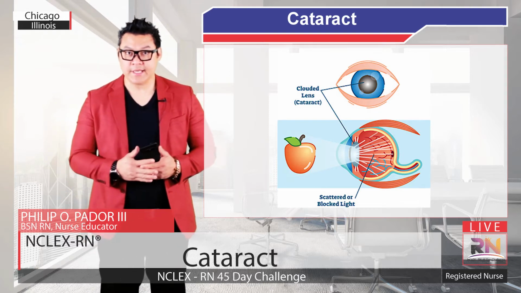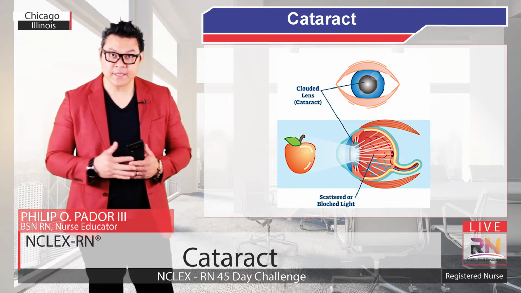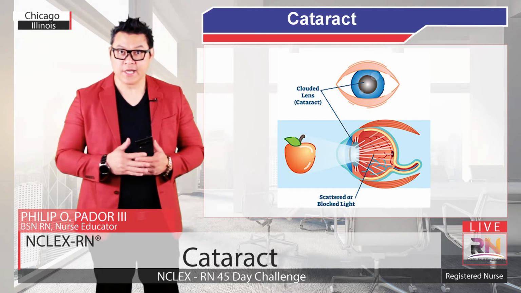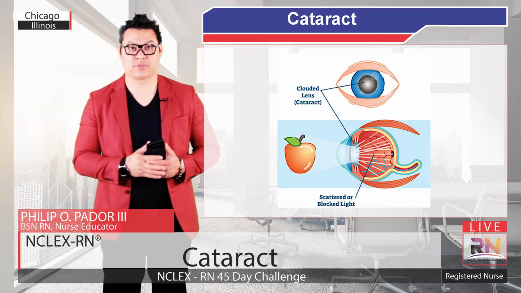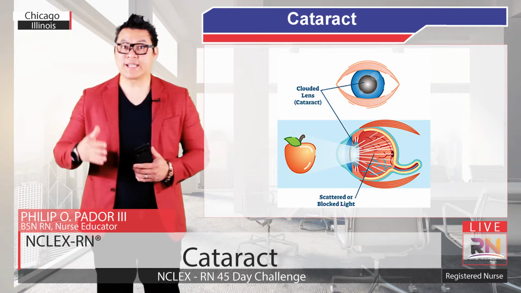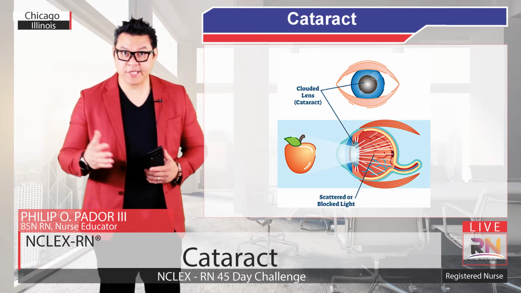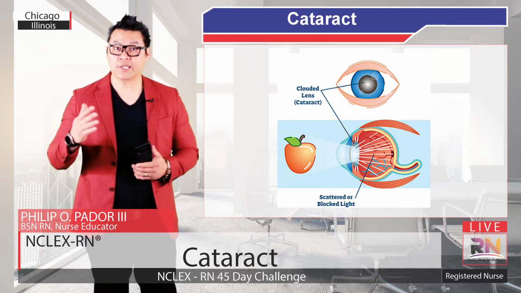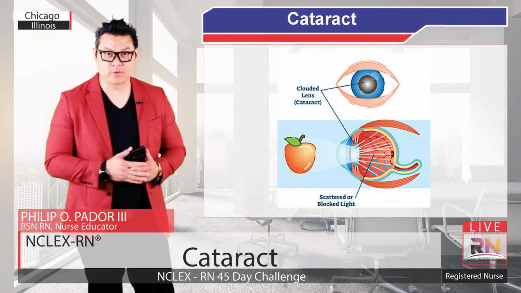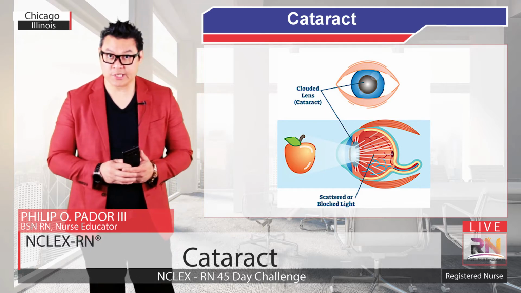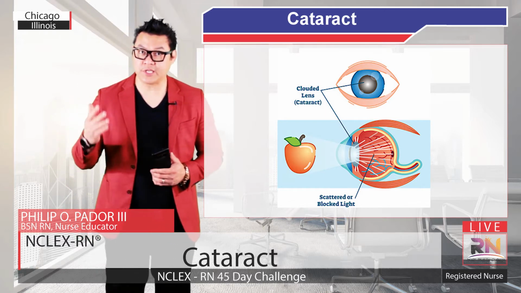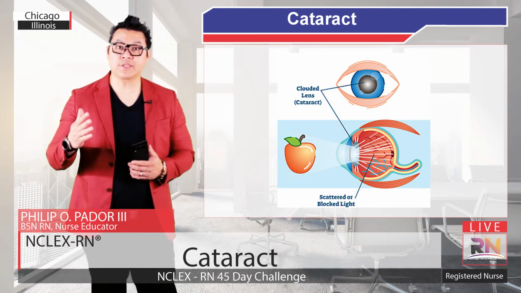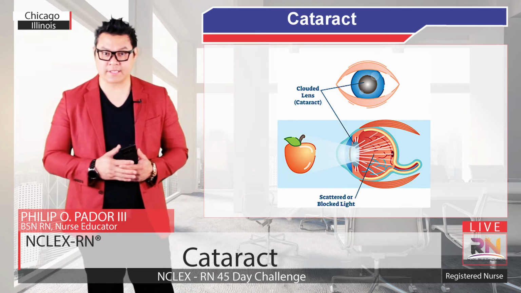When we are young, this lens remains clear, thin, and flexible. It allows us to focus on objects in the distance as well as up close. But as we get older, this lens becomes thick and rigid, and it makes it difficult for us to focus on things up close, causing us to need bifocals. As we continue to age, this lens actually begins to change color, fogging over to opaque, and it's hard to see through, and that's what we call a cataract.